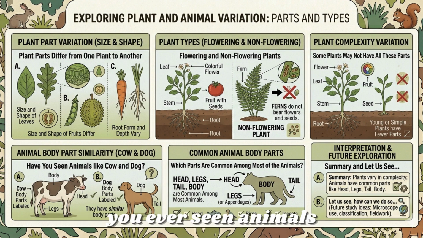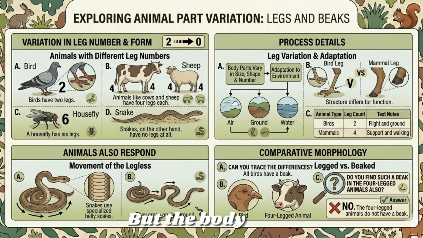Have you ever seen animals like cow and dog? Do they also have similar body parts? Which parts are common among most of the animals? But the body parts of different animals may differ in size, shape and number. Let us consider an example. Birds have 2 legs. Animals like cows and sheep have 4 legs each. A housefly has 6 legs. Snakes, on the other hand, have no legs at all. They creep on the ground.